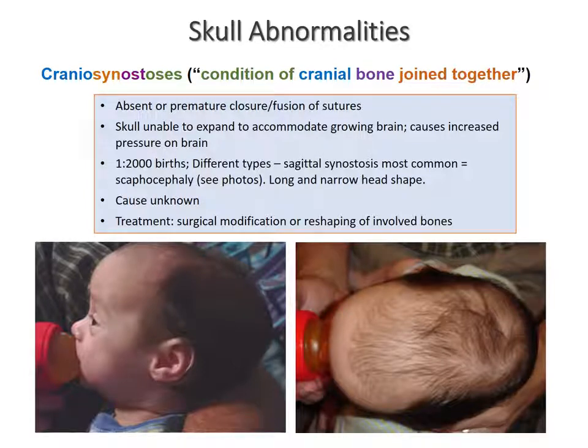The most common type, sagittal synostosis, involves the sagittal suture between the parietal bones and produces a head that is long and narrow, referred to as scaphocephaly, or keel skull. The cause of these synostoses is unknown, and treatment involves surgical removal of strips of bone near the involved sutures to accommodate brain growth.